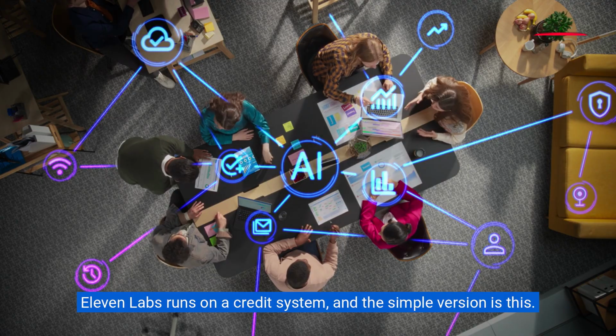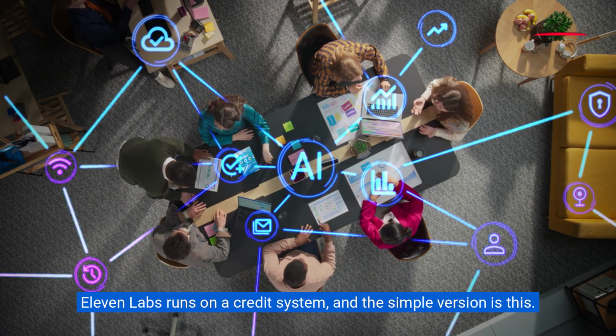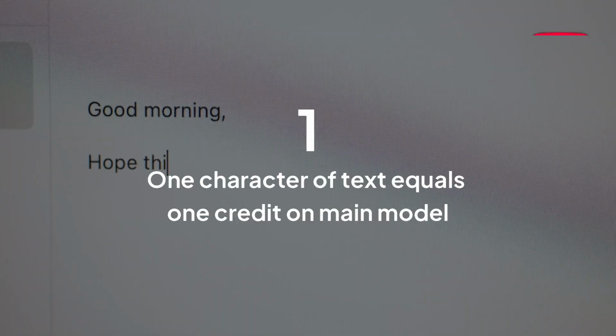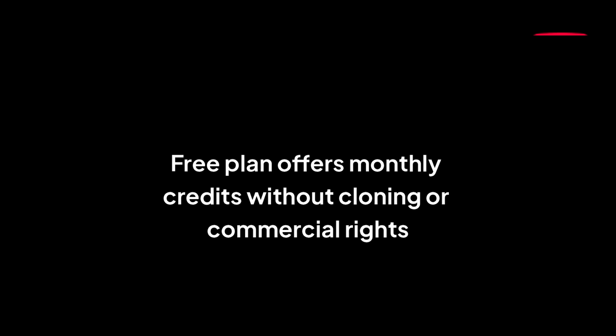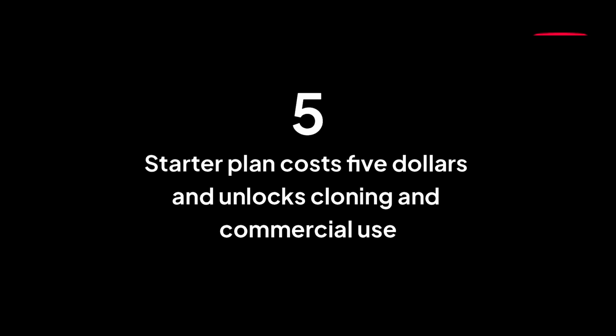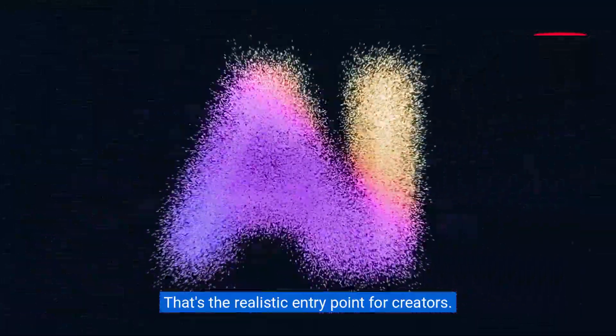Point 4, what it actually costs. ElevenLabs runs on a credit system, and the simple version is this. Roughly 1 character of text equals 1 credit on the main model. The free plan gives you 10,000 credits a month to play with, but no voice cloning and no commercial rights, so nothing you monetize. The starter plan, at $5 a month, unlocks instant voice cloning and commercial use. That's the realistic entry point for creators.